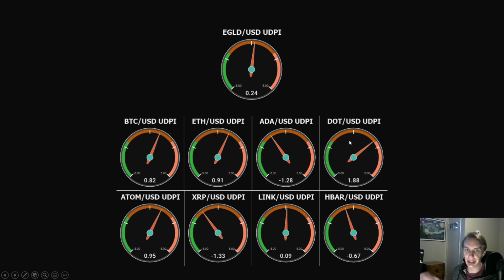Now, of course, none of that's to say that any of these projects are fundamentally better than the others. That's up to you to decide which one you think has better fundamentals. This is just purely the risk-reward proposition right now, what the model thinks, which one's offering a better risk-reward ratio. And currently, EGLD's kind of in the middle, it seems like, right now.